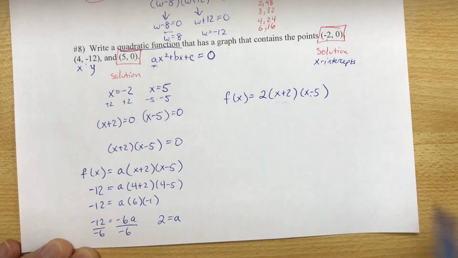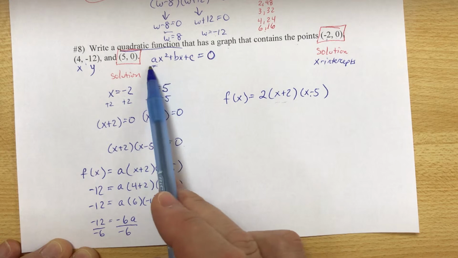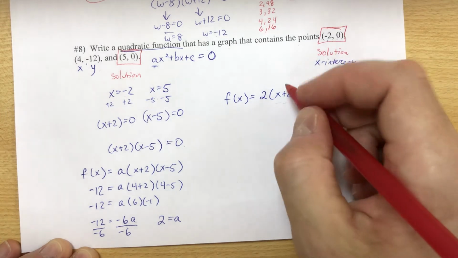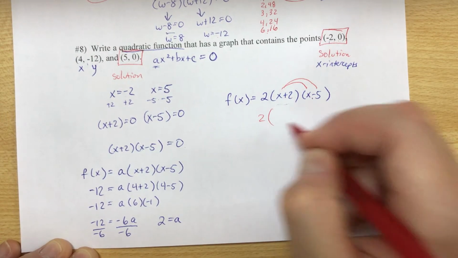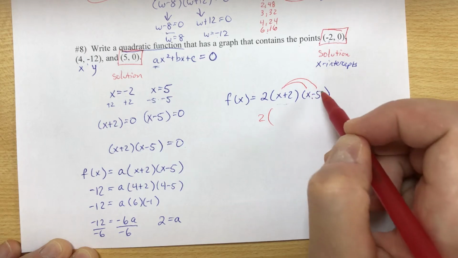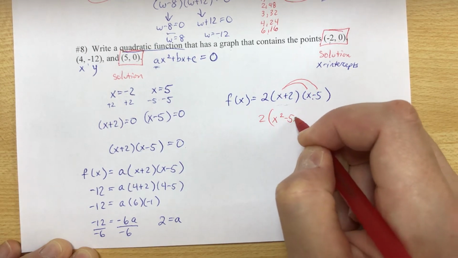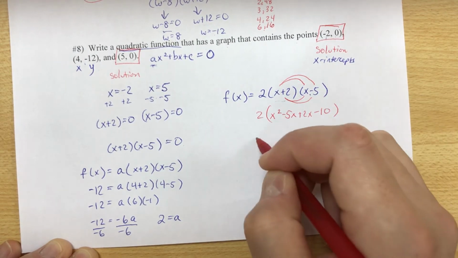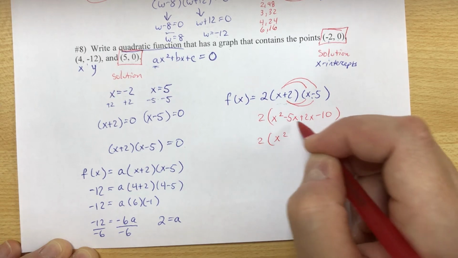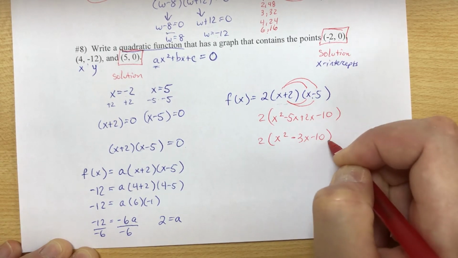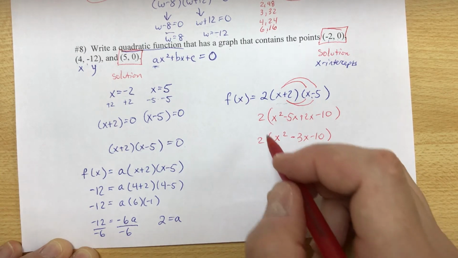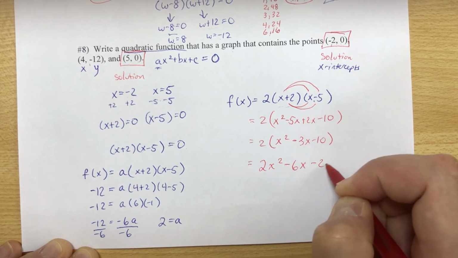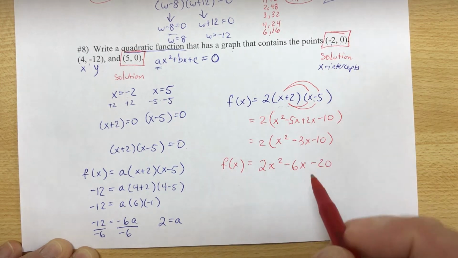Now, the last thing we'll do here, this is technically good, but if we want to write it as ax squared plus bx plus c, we actually have to double distribute. So I'm going to do that. So we have the 2 on the outside, and then x times x minus 5 is x squared minus 5x, and if I distribute the 2, we get plus 2x minus 10. X squared, this would be minus 3x minus 10. And then last thing I would do is distribute here. 2x squared minus 6x minus 20. That is the function.